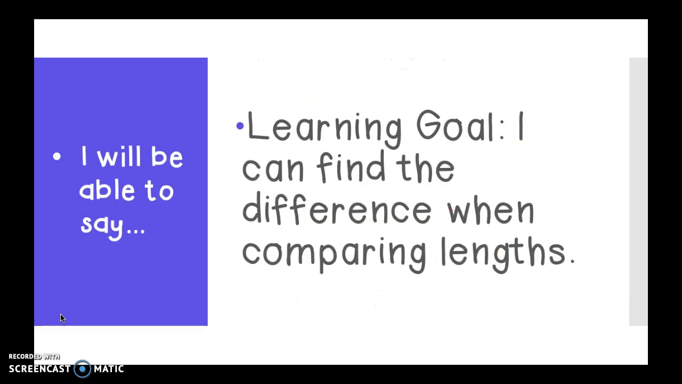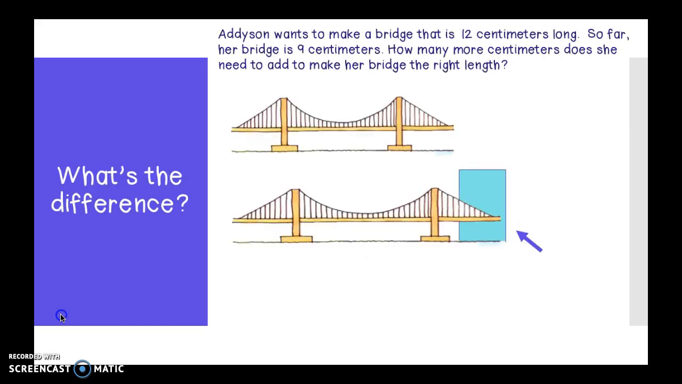Today our learning goal says, I can find the difference when comparing lengths. That's what you'll be able to say by the end of this. Let's look at what Addison's working on and see if we can figure it out. I'm going to read it again. Addison wants to make a bridge that is 12 centimeters long. So far, her bridge is 9 centimeters. How many more centimeters does she need to add to make her bridge the right length?